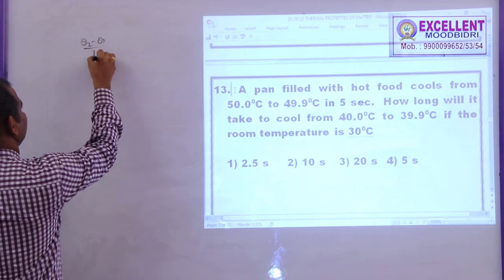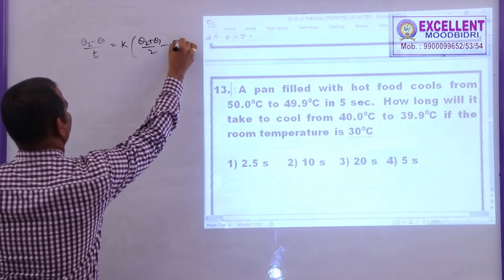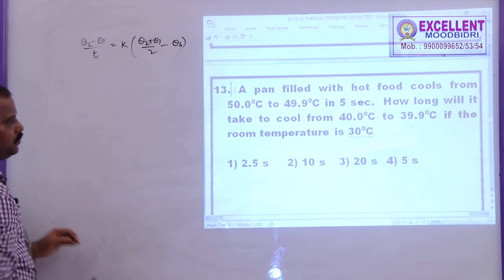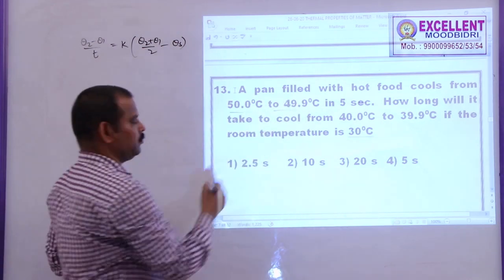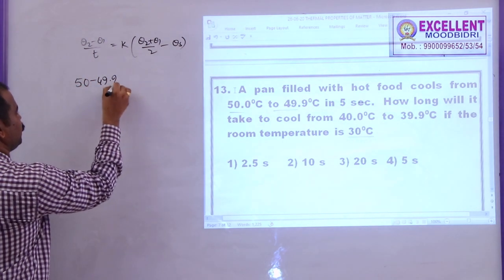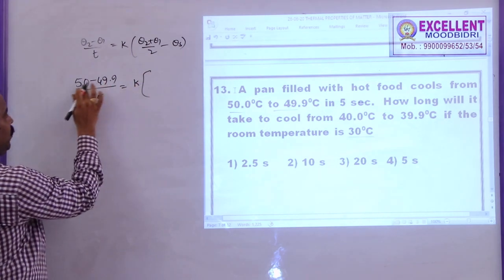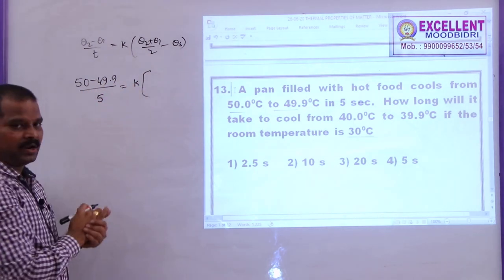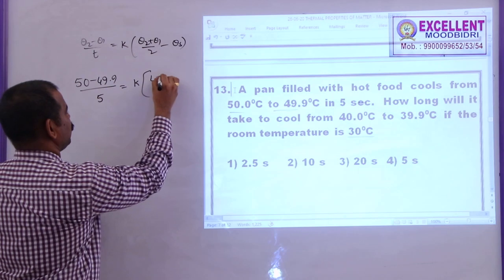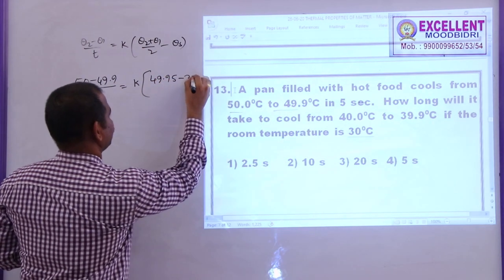Theta 2 minus theta 1 by T is K of theta 2 plus theta 1 by 2 minus theta S. In the first problem, it is from 50 to 49.9. So this is 50 minus 49.9 by time, which is 5 seconds, K into the average of these two, 50 plus 49.9 by 2. So this becomes 49.95, and the temperature of the surroundings is given as 30.